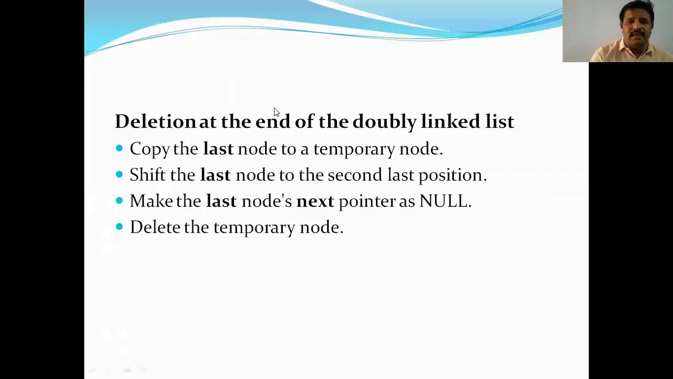Next, delete the node at the end of the double linked list. That means in this case, we can delete the last node of the double linked list. The procedure is: copy the last node to a temporary node, that is temp, shift the last node to the second last node, make the last node's next pointer null, and then delete the temporary node. This is the procedure to delete the node at the end of the double linked list.